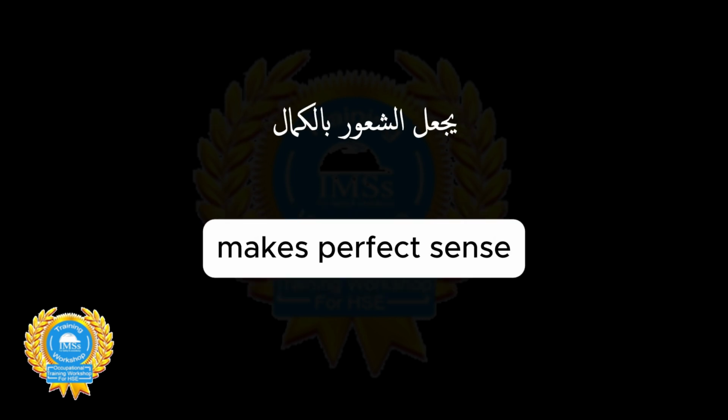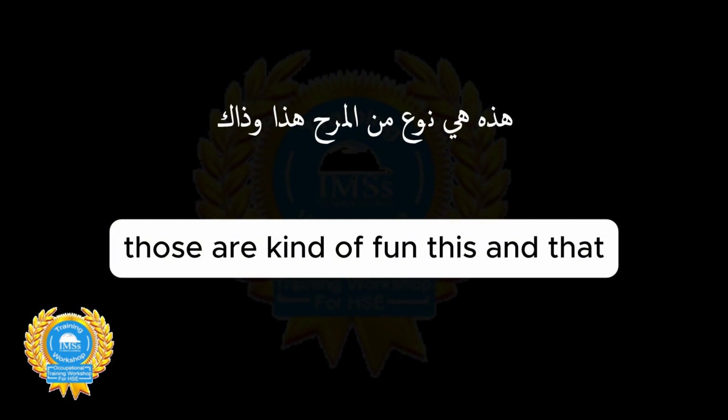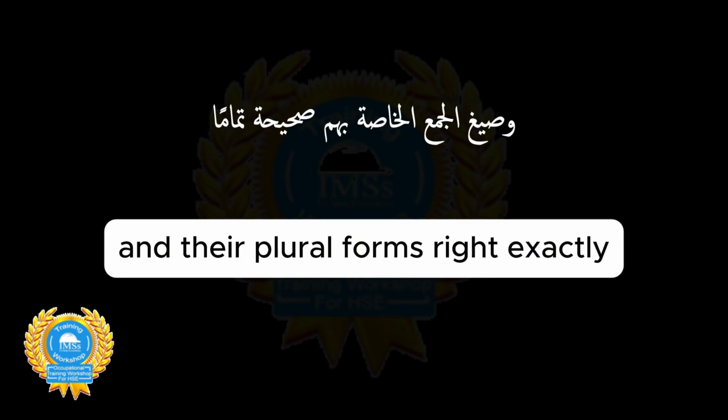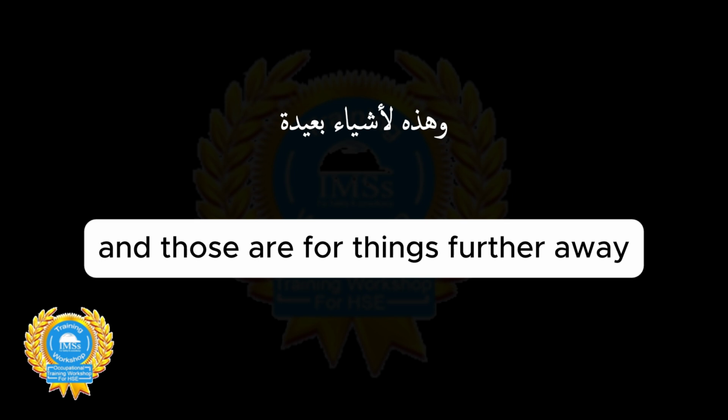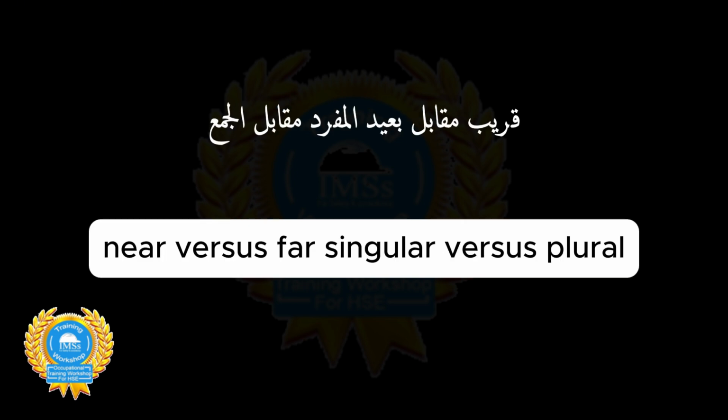Makes perfect sense. Now, let's move on to demonstrative pronouns. Those are kind of fun: this and that, and their plural forms, right? Exactly. They point to things. This and these are for things near us, like this is a table. That and those are for things further away. Those are my friends over there. So it's all about proximity and number. Okay, I got it. Near versus far, singular versus plural.